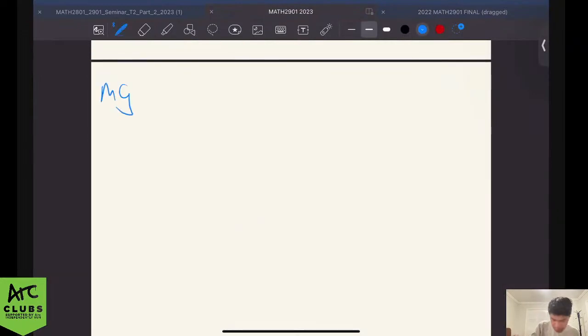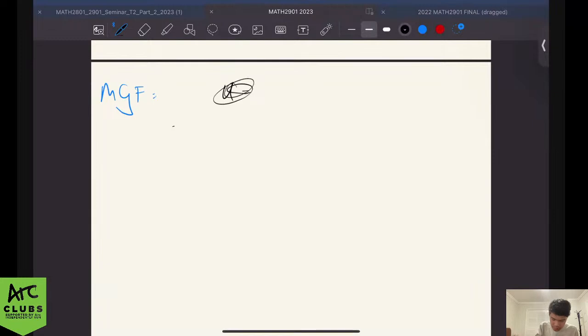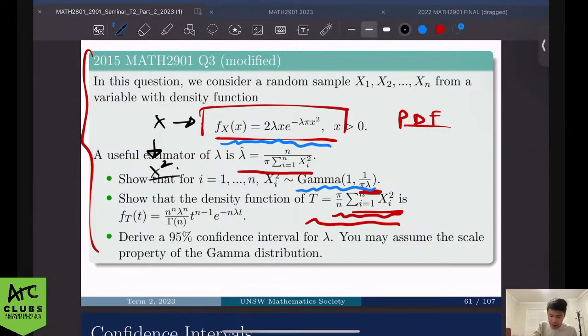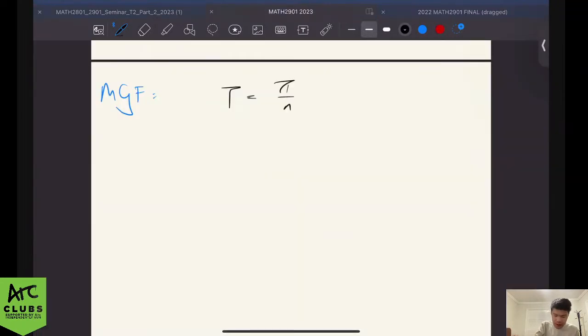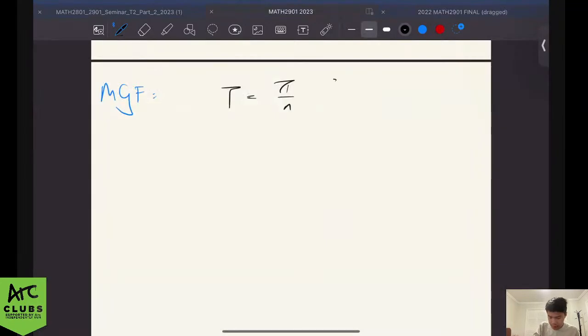So what you would do is, let's define U to be equal to this thing. Oh no, sorry, we've got T already. T is equal to pi divided by n times the sum. Yeah, and so they found the MGF of that.